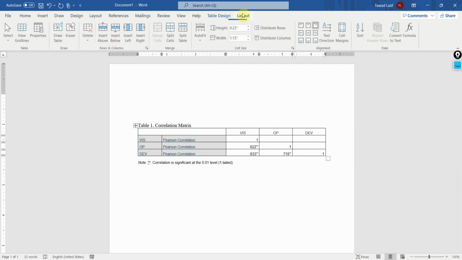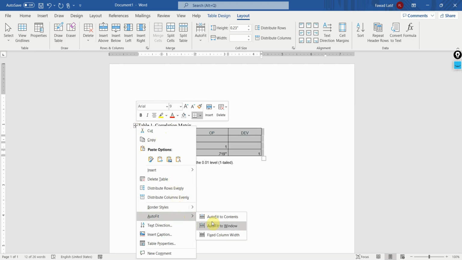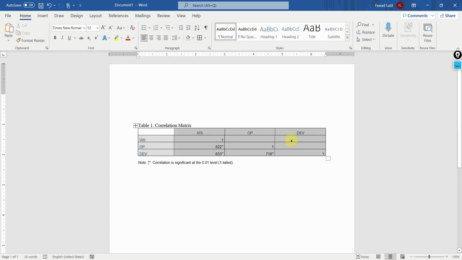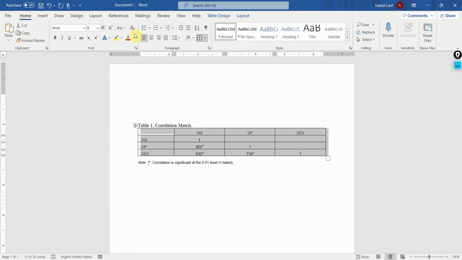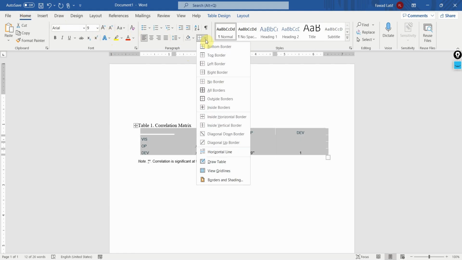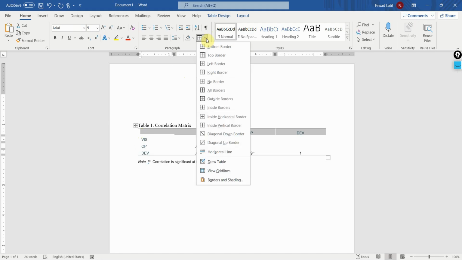And layout. Now remove this as well. Right, select it, right click and delete. Now again click here, auto fit to window. Now obviously just select these three cells with the data, home, center. Now finally click here, and home, let's say no border, then bottom border, top border, and then bottom border here.